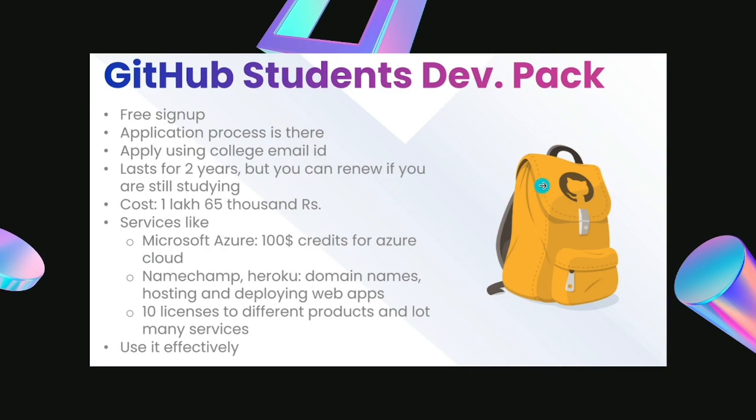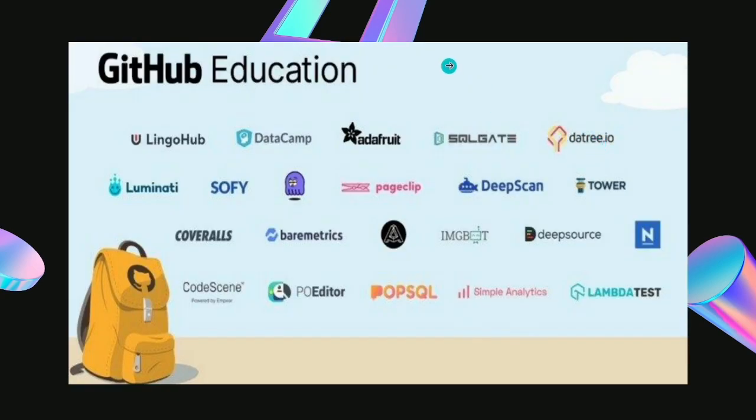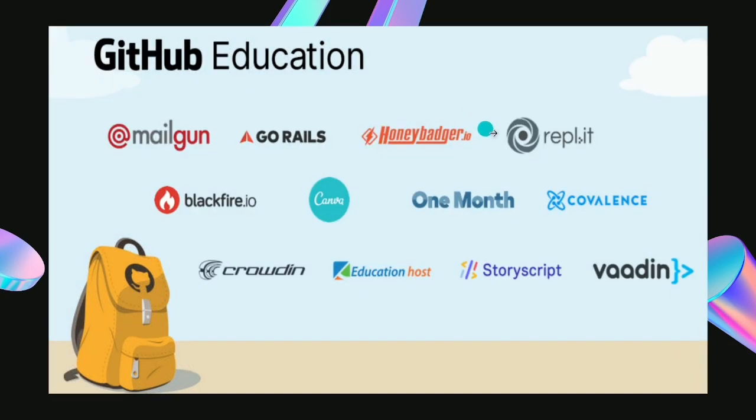So this is one more point. We will talk about that later. So these are a few amazing resources provided by the GitHub Pack. So Lingo Hub, DataCamp, and there are a number of these, so you can just go and explore them, see what each of them is doing, and you can have hands-on experience with every one of them. Mailgun, GoRails, so you can go deep into those.